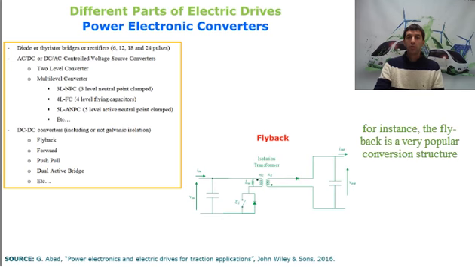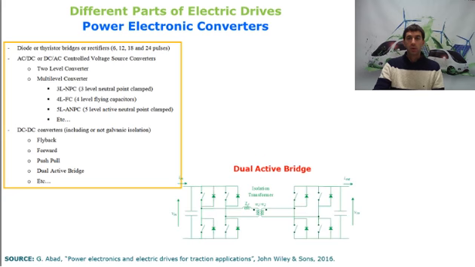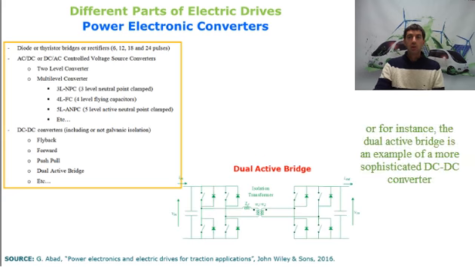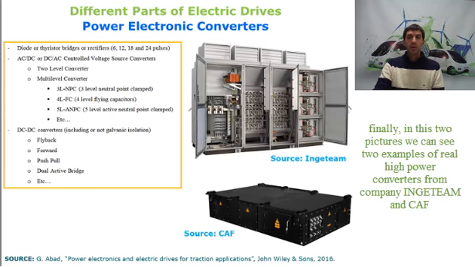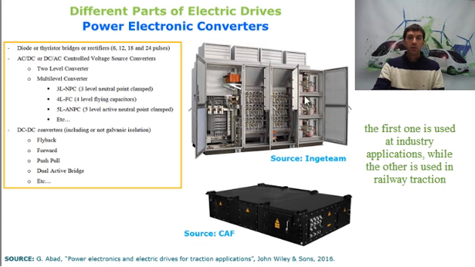For instance, the flyback is a very popular conversion structure. Or for instance, the dual active bridge is an example of a more sophisticated DC-DC converter. Finally, in these two pictures, we can see two examples of real high-power converters from companies Ingeteam and CAF. The first one is used in industry applications, while the other is used in rail traction.